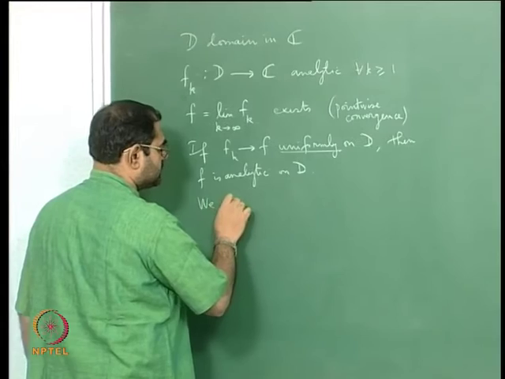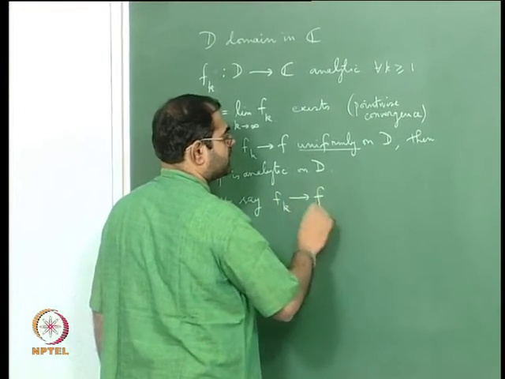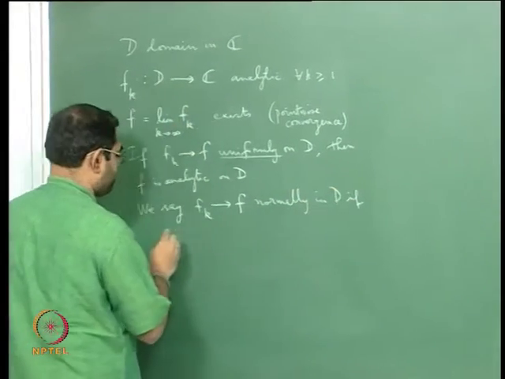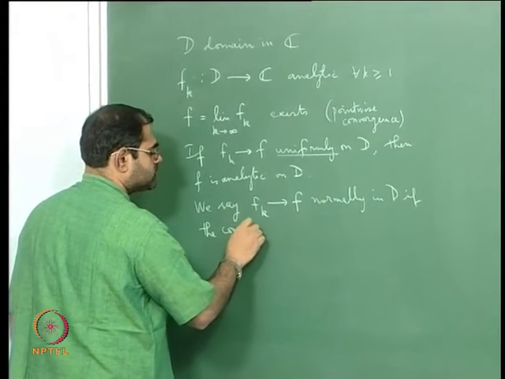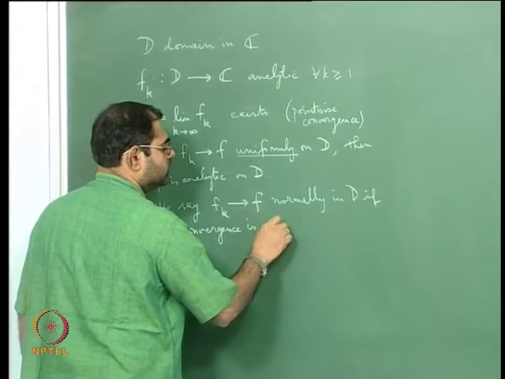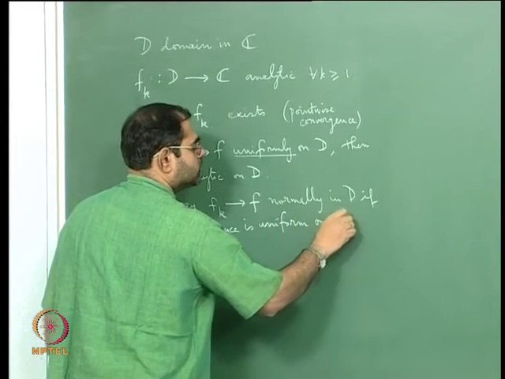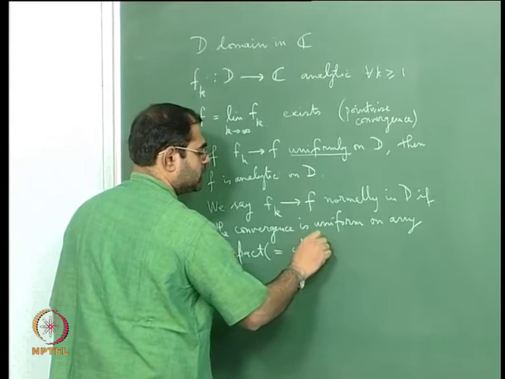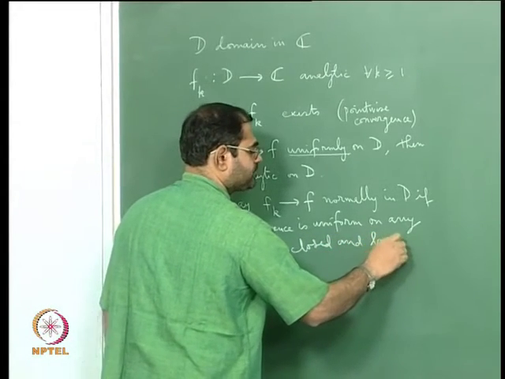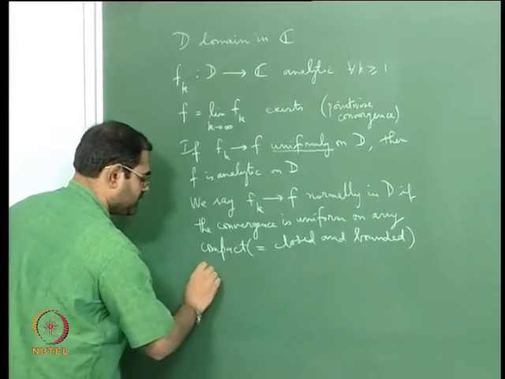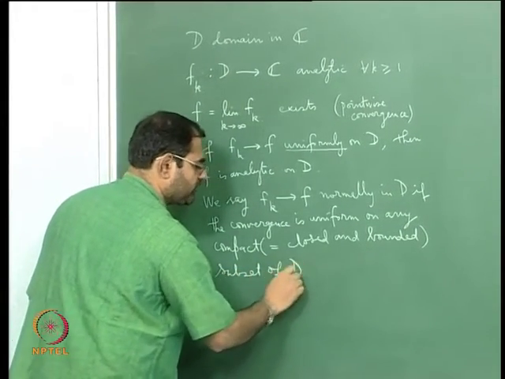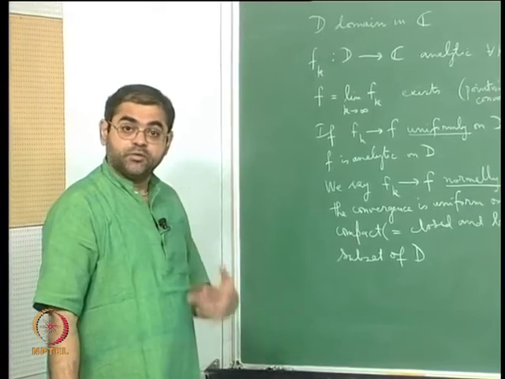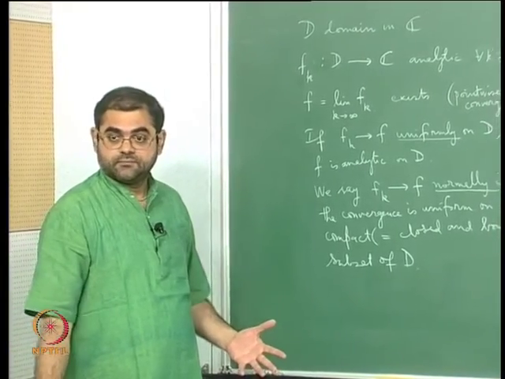We say fk converges to f normally in D if the convergence is uniform on any compact, which is equal to closed and bounded, subset of D. So this is called normal convergence. Normal convergence is actually uniform convergence on compact subsets.